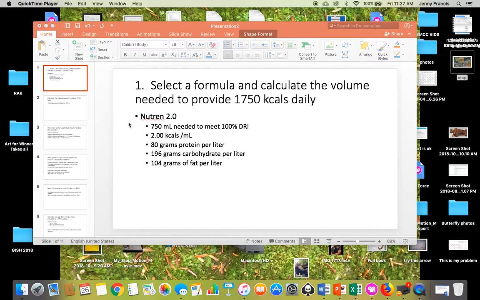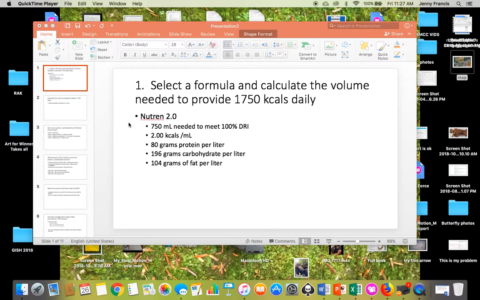I'm using Nutren 2.0, so please do not choose that formula for your calculations. Choose a different one, please. But the methods are going to be the same. The chart provides the same information for all of the formulas.